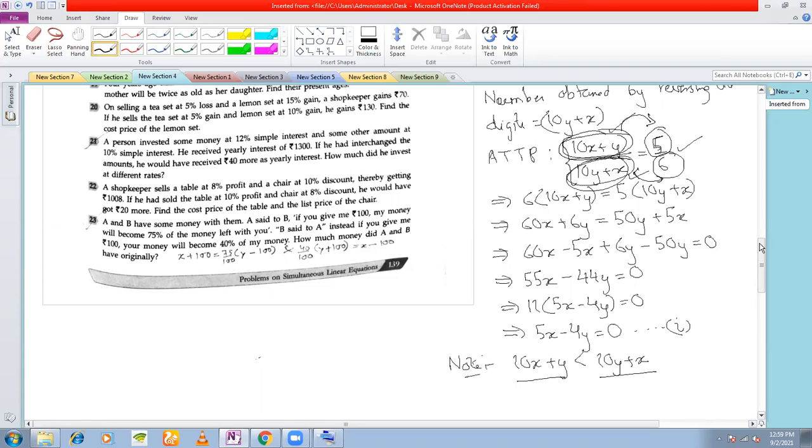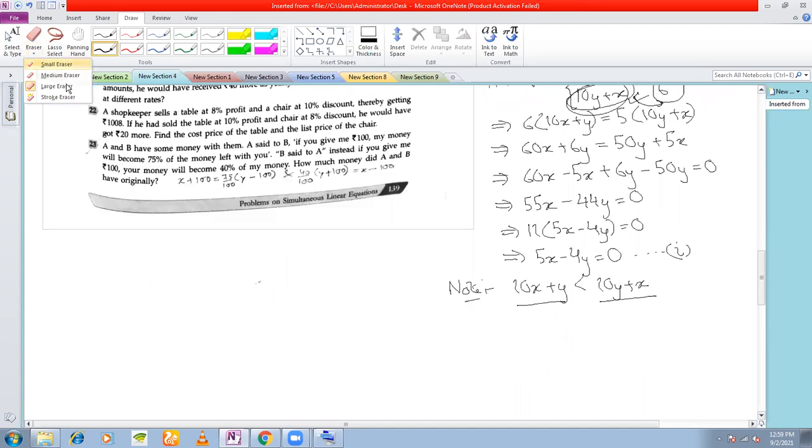Now you understood? Yes, sir. Okay. So now if you have 10x plus y less than 10y plus x, let us solve this inequality and see what happens. Take x on this side. Class 8 inequalities, if you remember. You remember class 8 inequalities? Yes, sir.